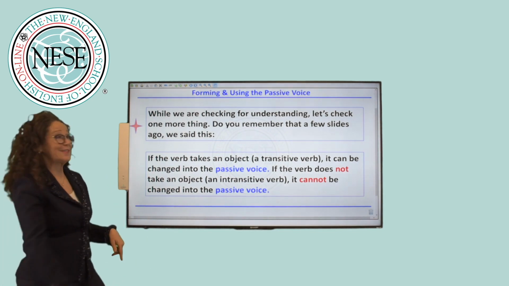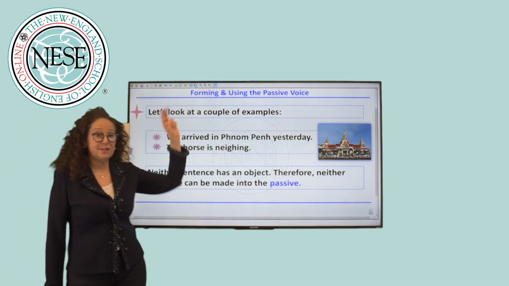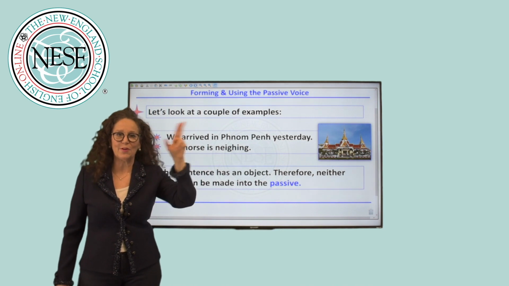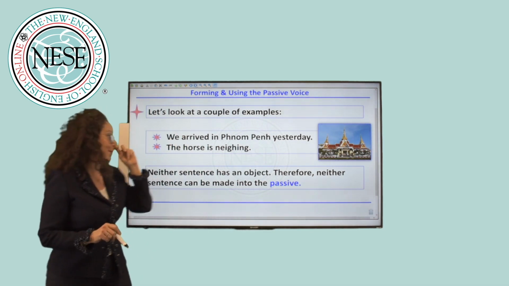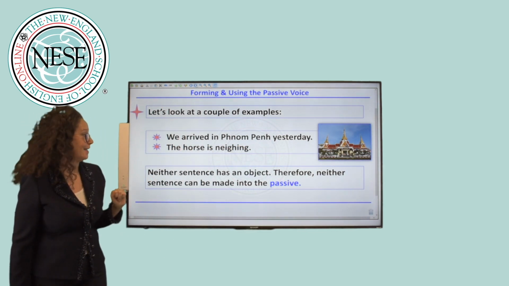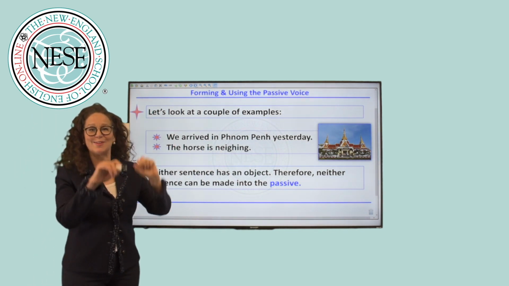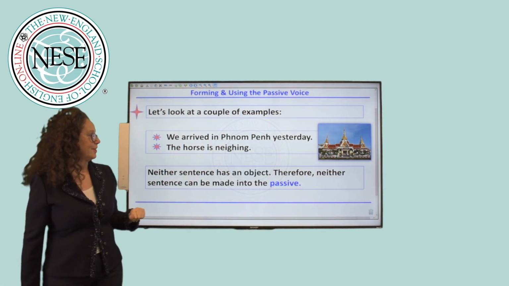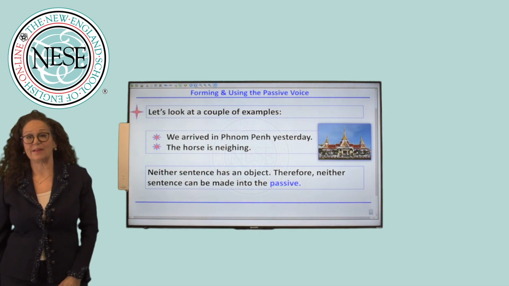So let's look at this example. Well, there are two examples. A couple means two, like a man and woman or man and man, whatever you want. They're called a couple. We arrived in Phnom Penh yesterday. And the horse is neighing. To neigh is the sound a horse makes. Neither sentence has an object. Therefore, neither sentence can be made into the passive.